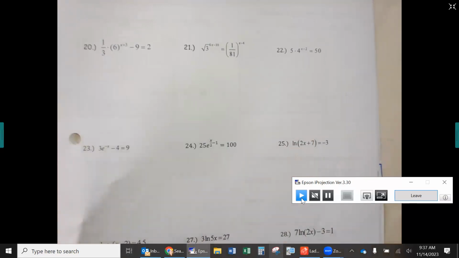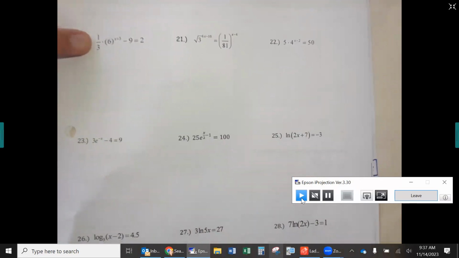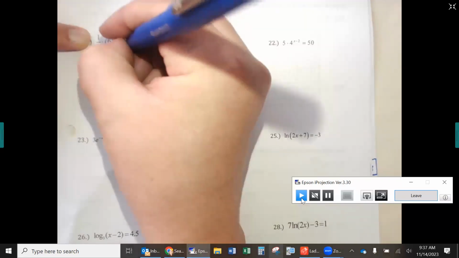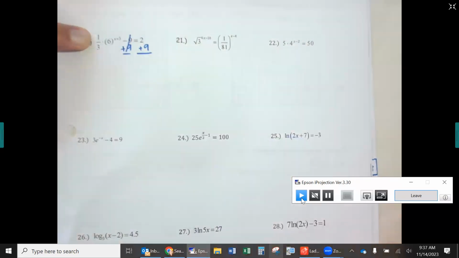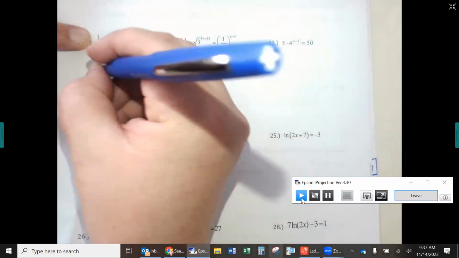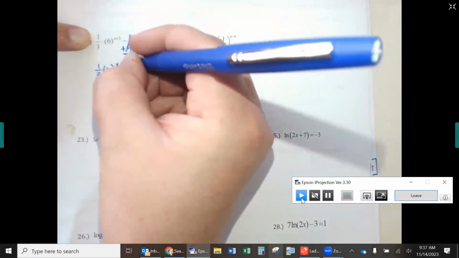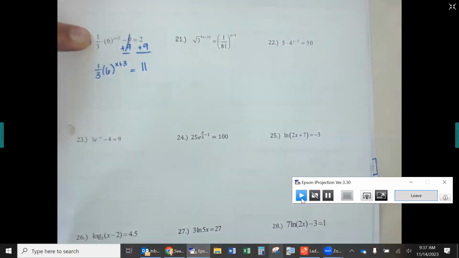Number 20, please. What do you think we should get rid of first? Right here. Okay, there's a -9. How do we get rid of it? Okay, +9. So 2 plus 9, what's the number on the other side now? 1/3, 6, x plus 3 equals 2 plus 9 is 11.